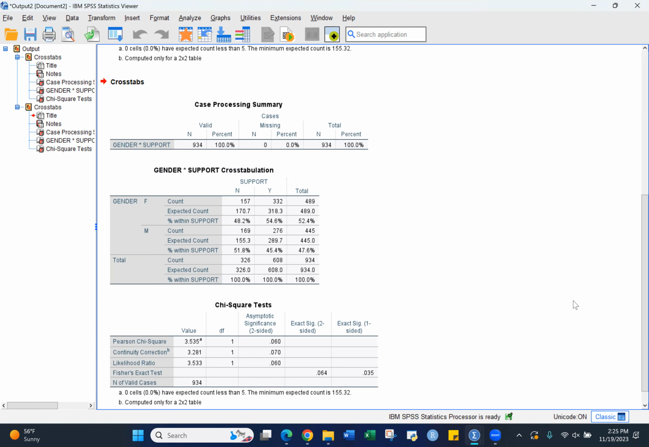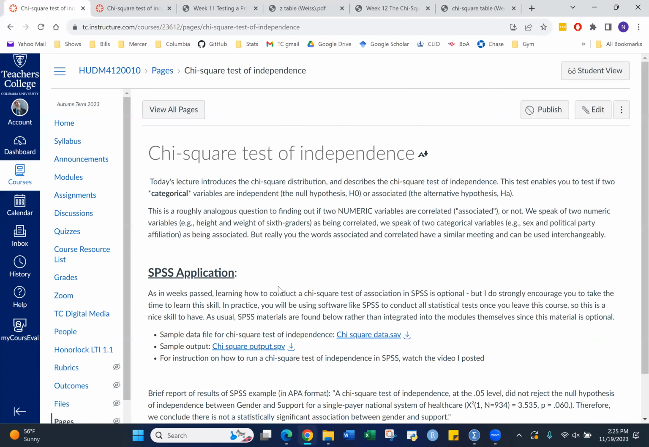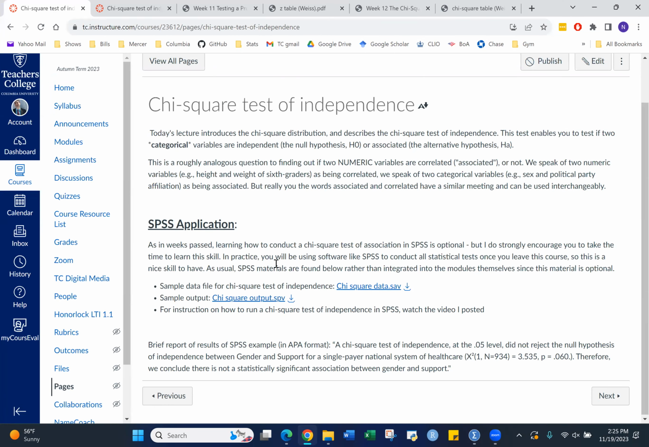So that will be all for today. Please let me know if you have any questions on this chi-square stuff. And remember, the SPSS stuff is not in the main module. It's posted here as files that you can download. And I've also put my output. You don't technically need that. All you really need is the data set, and then you can follow along with this video and execute the chi-square test as I showed you.